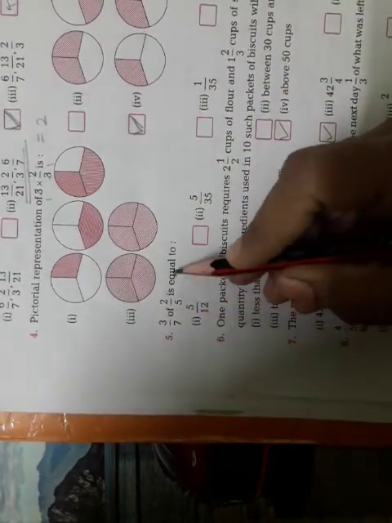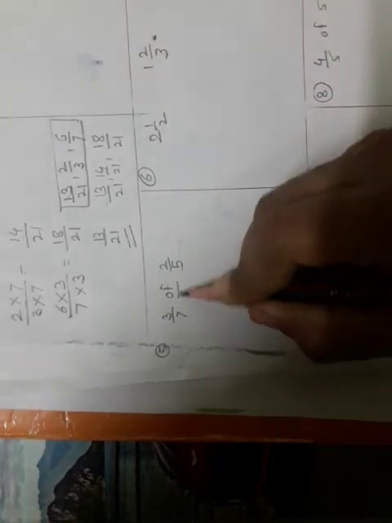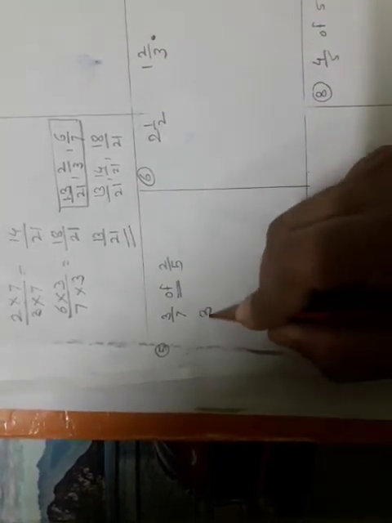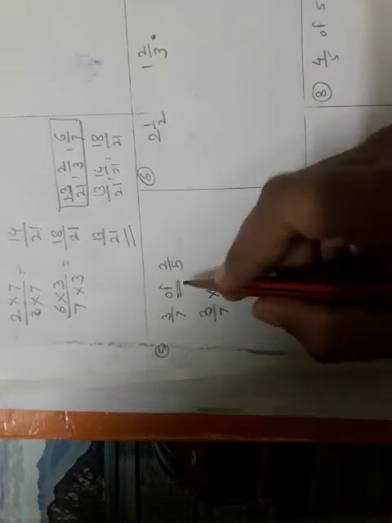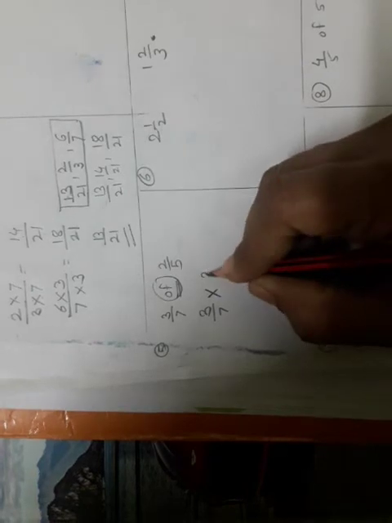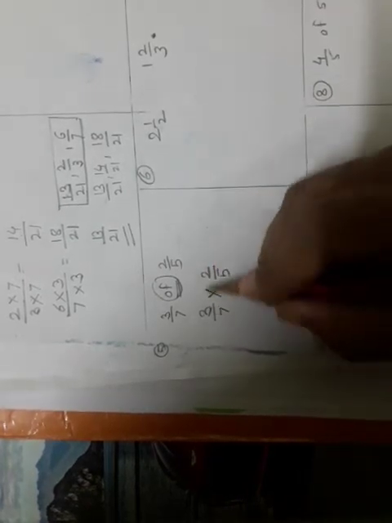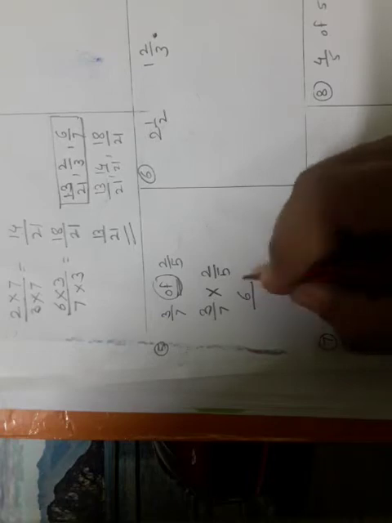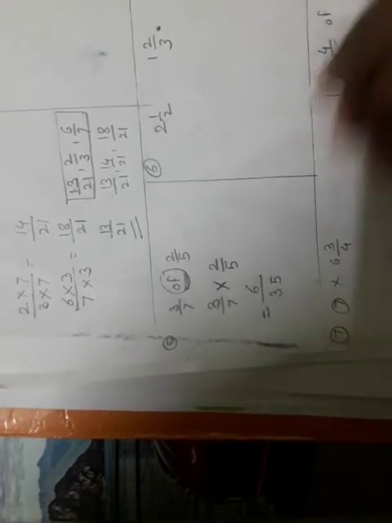Now the fifth question is 3 by 7 of 2 by 5 is equal to. Okay, 3 by 7 of 2 by 5. What is the meaning of 'of'? Take the multiplication sign. The meaning of 'of' is that we have to take the multiplication sign. 3 by 7 of 2 by 5. So 3 2s are 6 and 7 5s are 35. So 6 by 35 is the correct answer. Okay, 6 by 35.